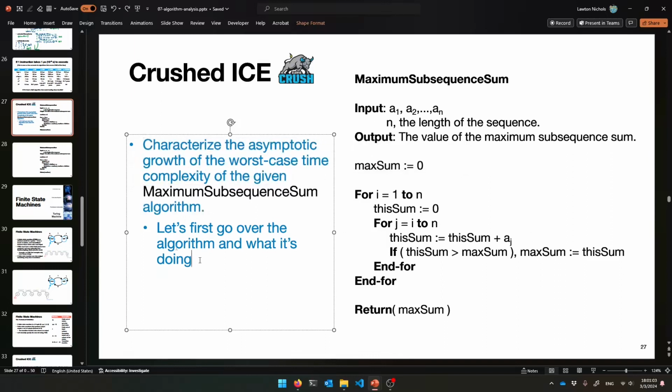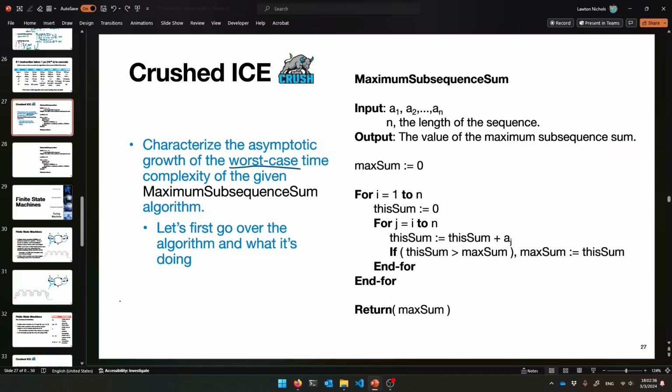All right. But first, let's go over it, and we'll try some options, and then I want you to try the analysis. But we want worst case analysis. So here's what it does. It gets a sequence, like a vector, of size n. You have the vector and the size at your disposal. Those are the input, and your output is the maximum subsequence sum.